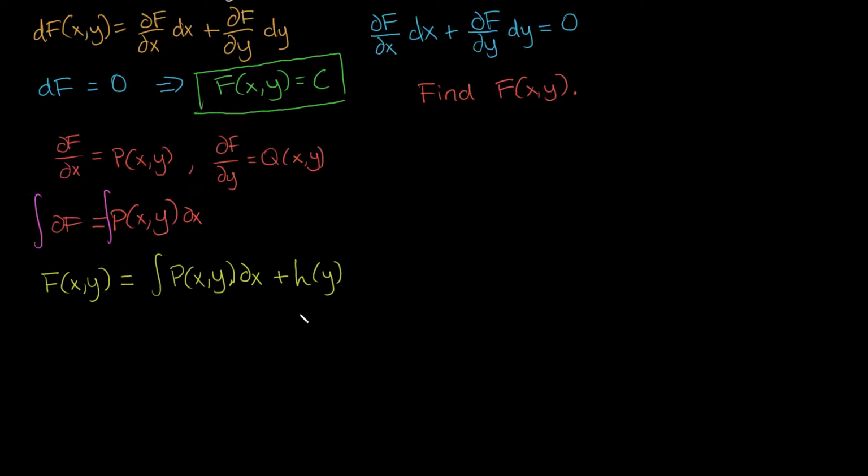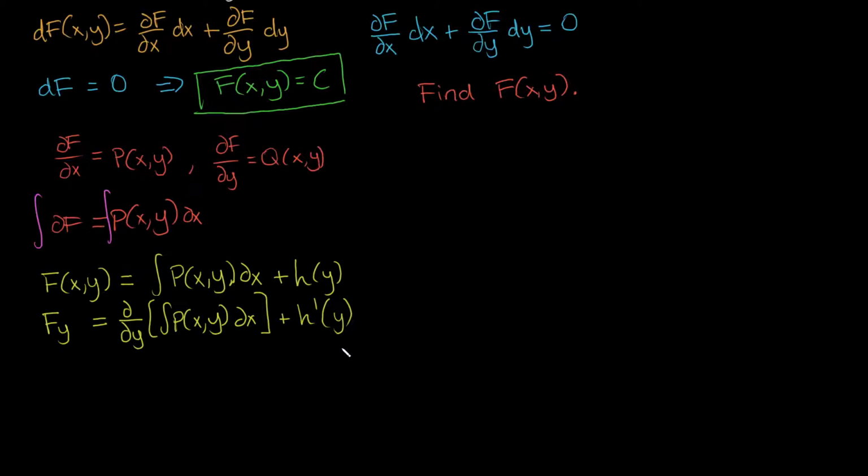Well, to figure that out, let's use our second constraint, which is that partial f partial y must equal q of xy. So if we take the partial derivative with respect to y of both sides of this equation, what we're going to end up with is that f sub y is going to equal the partial derivative with respect to y of the integral of p of xy partial x, plus the derivative with respect to y of h of y, that's just going to equal h prime of y.